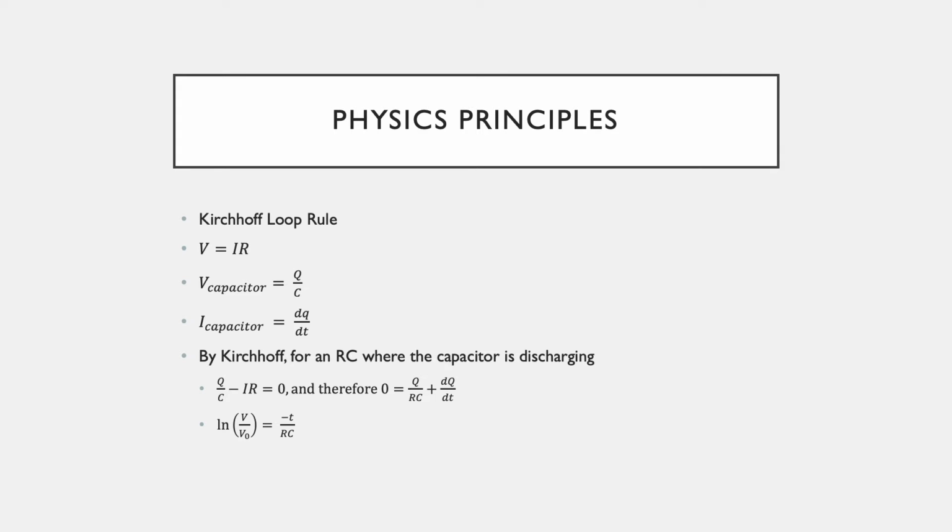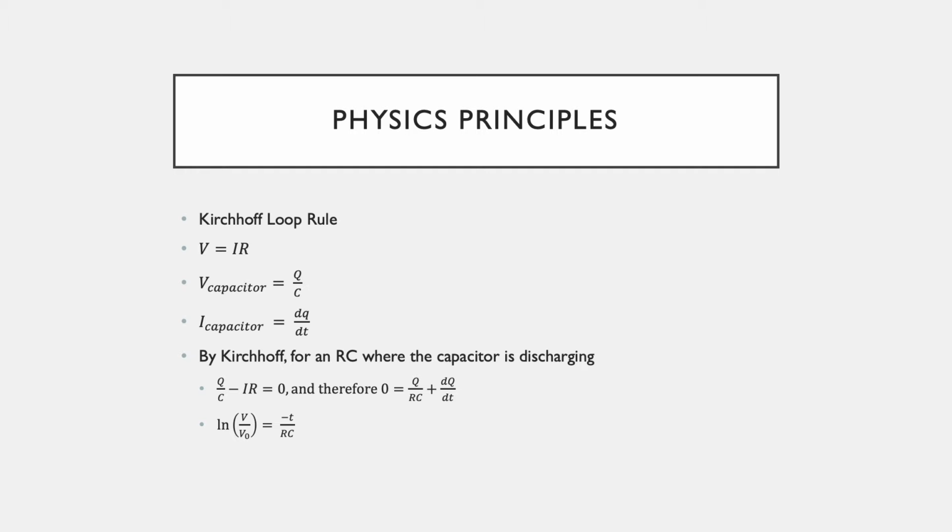There are a number of important physics principles at play here. The first principle is the Kirchhoff loop rule. This states that the voltage difference across a closed loop in a circuit will always be equal to 0. The second important physics principle is that voltage is equal to the current times the resistance in a resistor. The third important physics principle is that the voltage across a capacitor is equal to the charge of the capacitor over the capacitance, a constant that describes a capacitor's ability to capacitate.